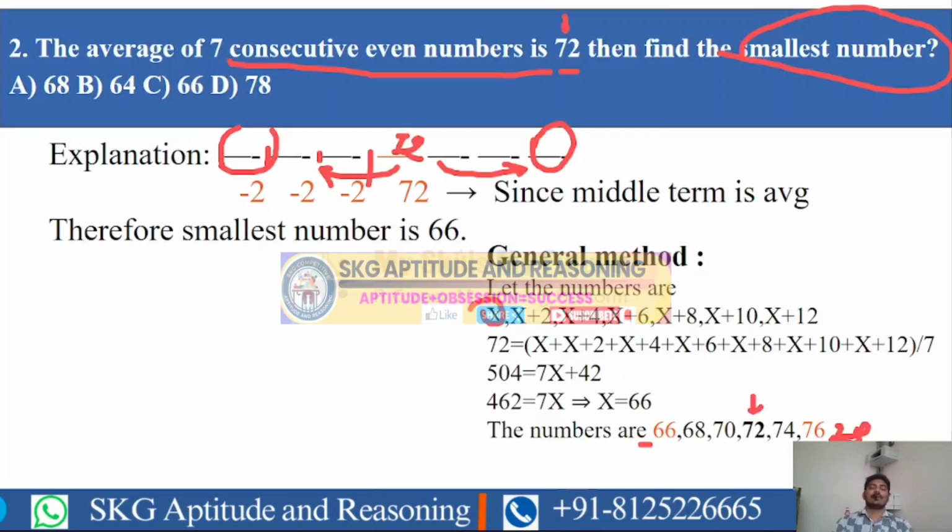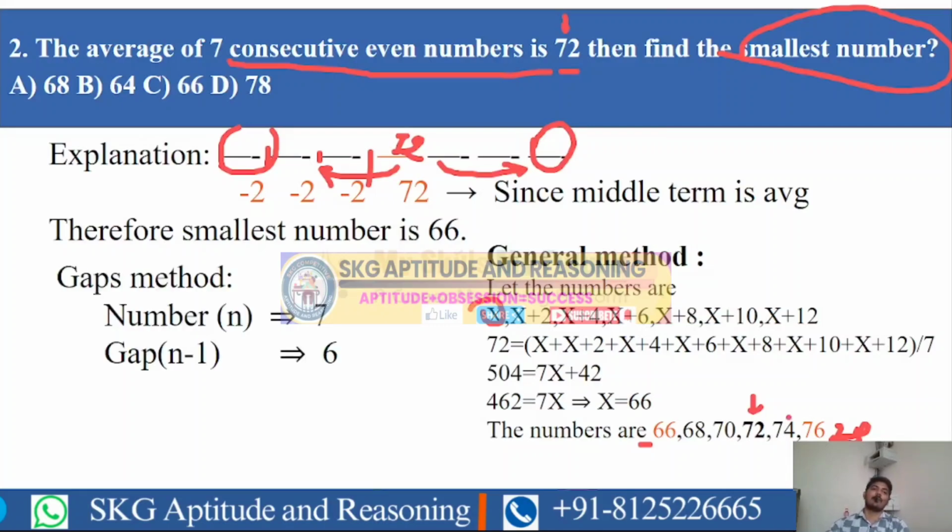So this is another method, but we are trying to solve the majority of the questions by using the gaps method. The gaps method is easy and it is applicable to any question based on this concept. How many numbers are given in the question? There are 7 numbers given, and how many gaps are present? There are 6 gaps. Now what we need to do is divide that gap into two equal parts.